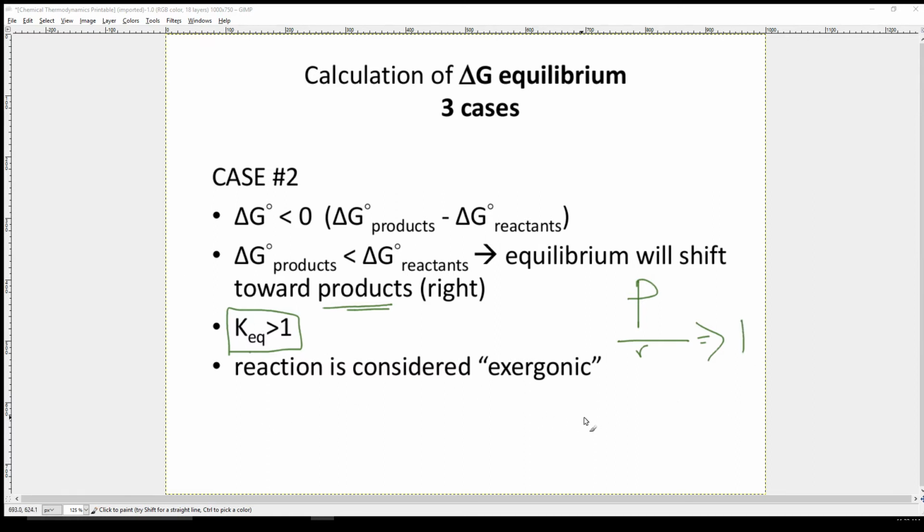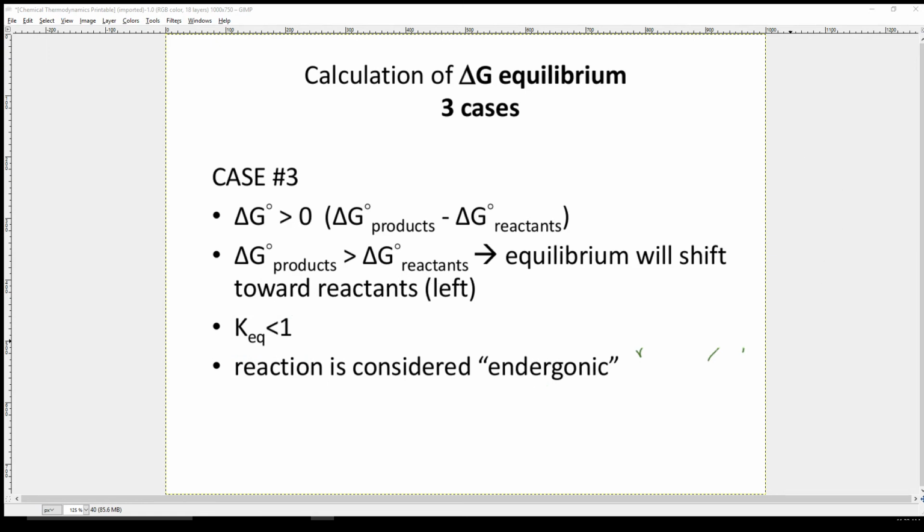We have a name for this type of reaction. It's called exergonic. You could think exer is like exit. Products are towards the exit, so we're making more of the products. Whatever works. I'll review all of this in a minute. Let's just finish the last case.